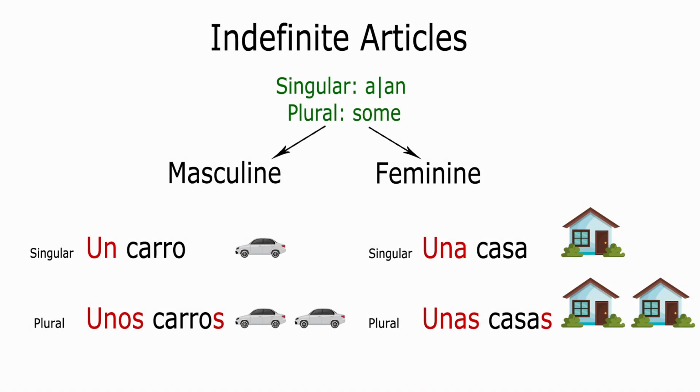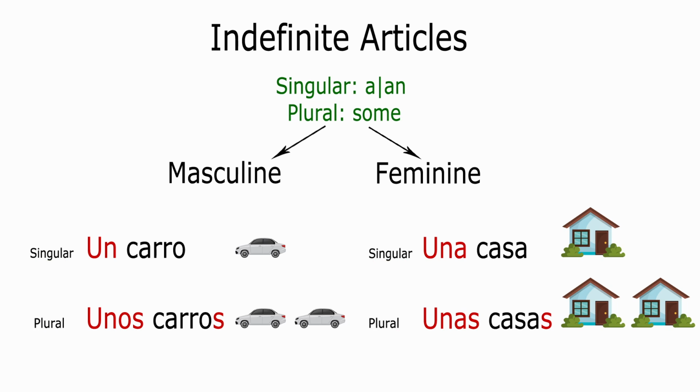Now that we've learned how to say the in Spanish, let's talk about how to say a, an, and some. These are called indefinite articles. In English, we say a car, a house, some cars, some houses. Just like with definite articles, in Spanish, the word changes depending on the gender, masculine or feminine, and the number, singular and plural. Let's look at the diagram.